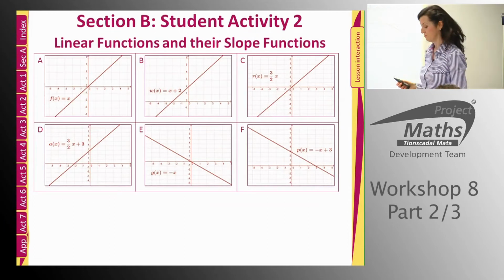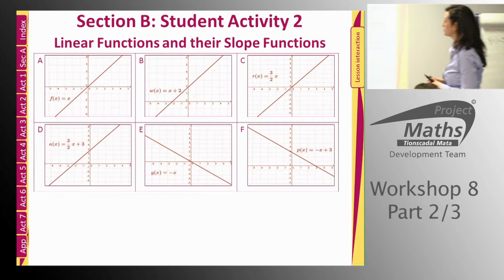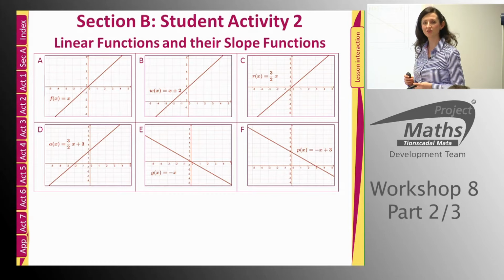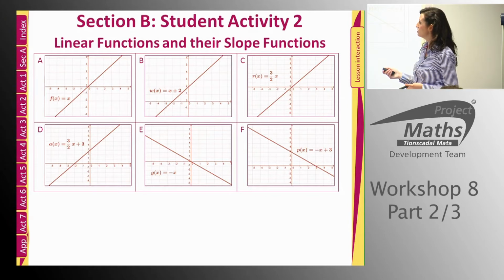So here's a set of functions. Let's look at the first one, A. What is the slope of f of x? What is the slope at the instantaneous point when x equals minus 5?